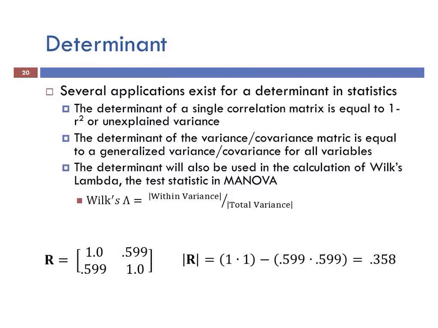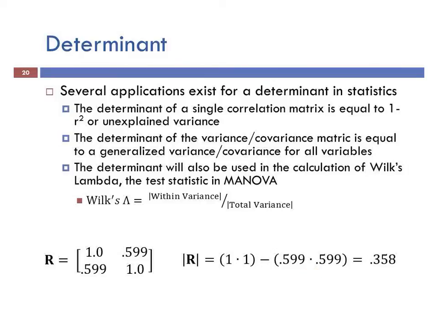There are many applications for determinants in statistics. One of the really basic ones that we've already seen is that it is representative of unexplained variance, and you can see here at the bottom why. At the bottom, I have an R matrix of correlations, and we have the principal diagonal at 1.0, and the correlation equals 0.599. If I were to multiply 1 by itself for the principal diagonal, I'd have 1 by 1. If I were to multiply 0.599 by itself, I would have the off diagonal multiplication over here. Well, 1 by 1 is just going to give me 1, so that's fine.